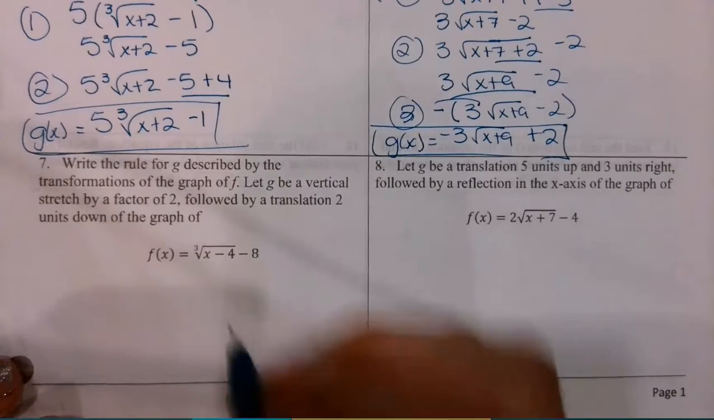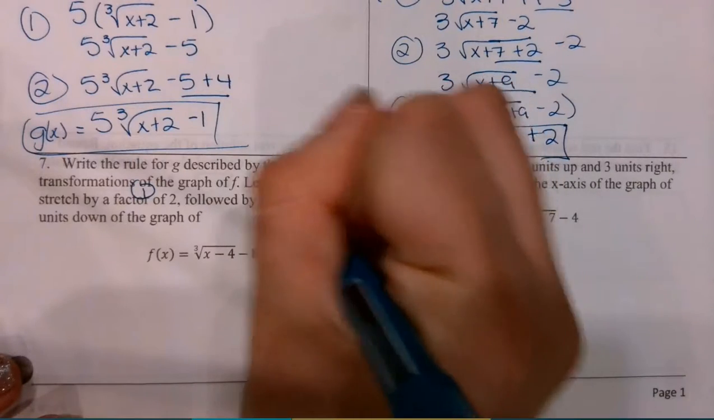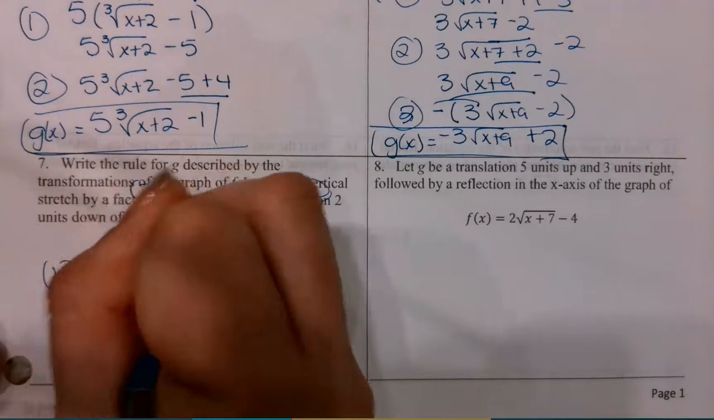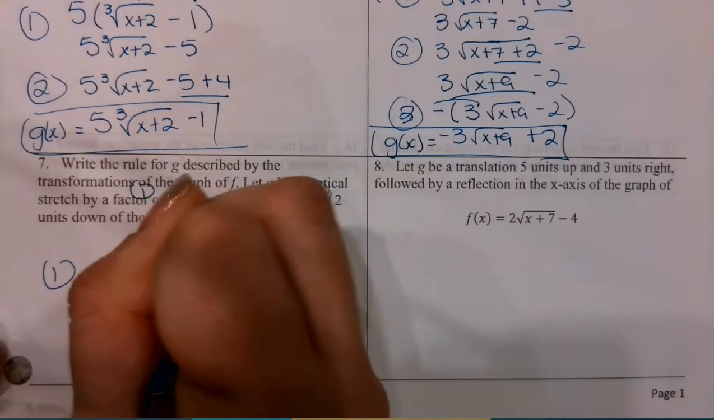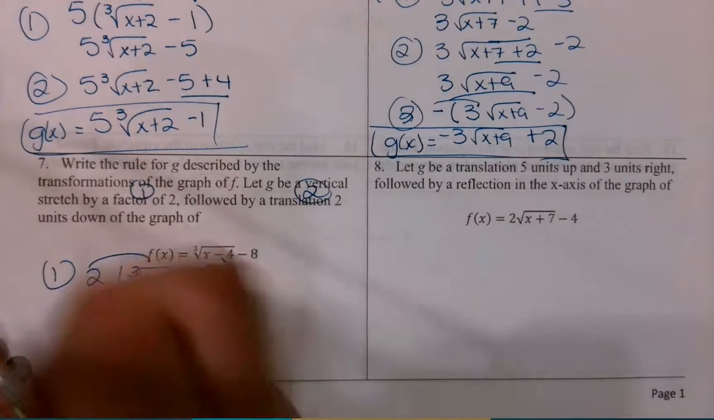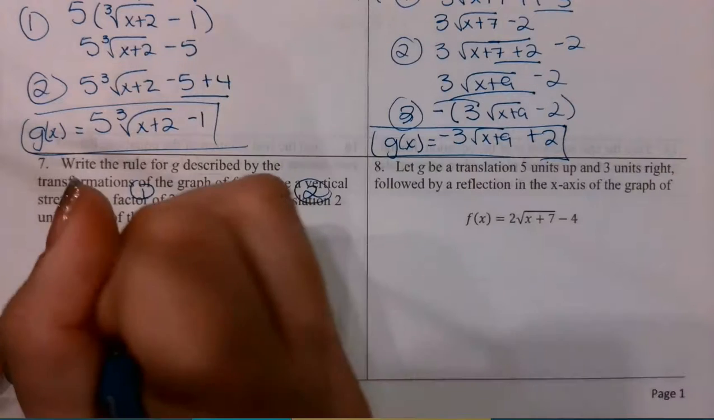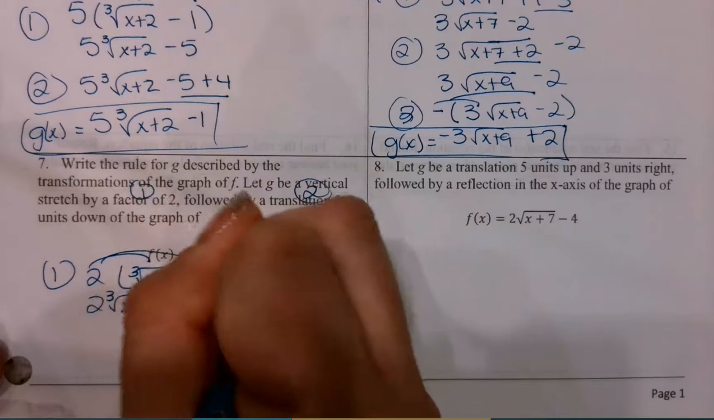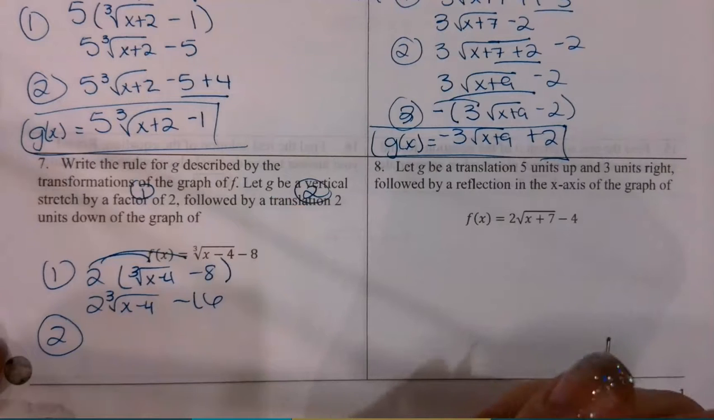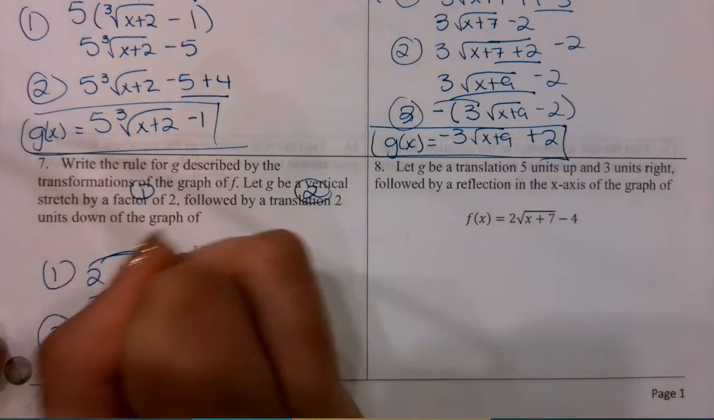7 and 8 are transformations again. First one is stretch and up and down. So my first one, I do 2, and then parentheses, cube root of x minus 4, and then minus 8, close my parentheses, distribute. So it turns into 2 cube root x minus 4. And then the second part is 2 times negative 8, which turns into negative 16. The second step is 2 units down, so that subtracts 2 from the end.